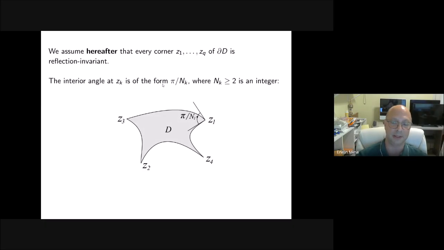Now, if that happens, then the interior angles at each corner, so for instance, here I have Z1, Z2, Z3, and Z4 corners, the interior angle formed by the arcs at every corner has to have a very special form. It has to be of the form pi over some natural number greater than or equal to 2. So this is a necessary condition. It's not sufficient for reflection invariance, but if you know for sure that all the corners have this reflection invariance property, then the interior angles have this particular form.